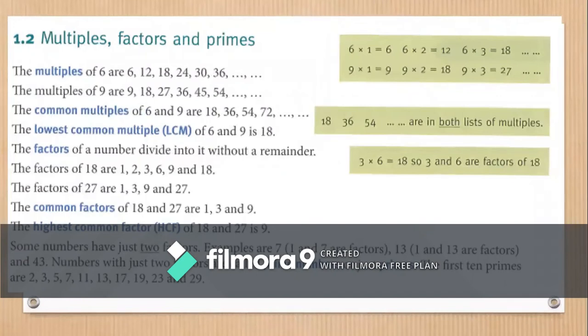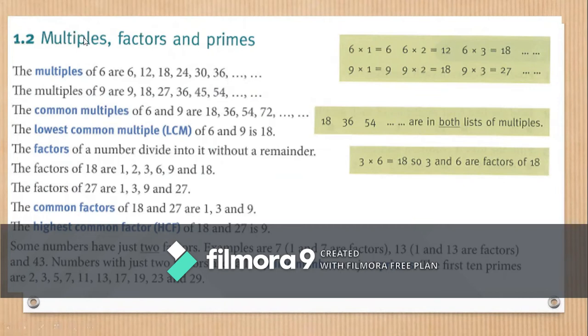Now, lecture 3, we will learn about multiples, factors, and prime numbers. Multiples means when I say just find the multiple of 6, you write the table of 6: 6, 12, 18, 24, like that. So this is just your multiples.